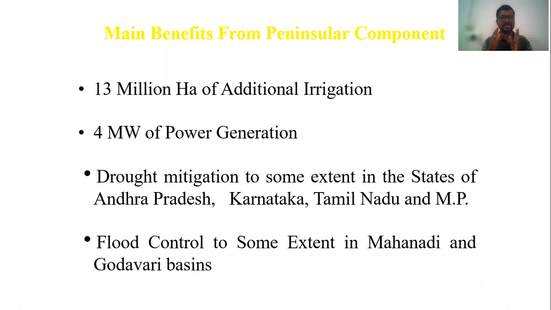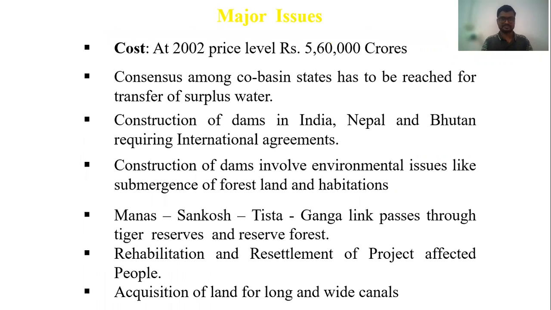Then about 4 megawatt of power generation. Then drought mitigation to some extent in the states of Andhra Pradesh, Karnataka, Tamil Nadu and Madhya Pradesh. Flood control to some extent in the Mahanadi and the Godavari basin. तिथलं पाणी आपण डायव्हर्ट करतो इकडे, बरोबर का? त्याच्यामुळे काय होणार आहे, we will be able to have flood relief up to some extent.